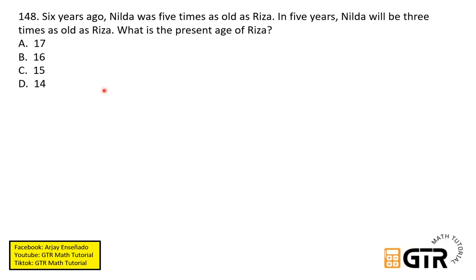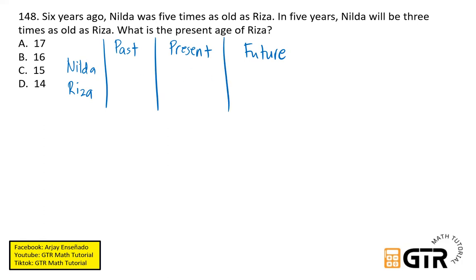Okay, so gawa natin ng table. Ang column natin dito ay magkakaroon tayo ng past, present, tsaka future. Kasi meron tayong 6 years ago, tapos meron namang in 5 years. So ano yung pangalan dito? Nilda and Riza. Okay? So, lagay muna natin Nilda, and then we have Riza. So, lagay lang natin ang past, and then we have the present and future.